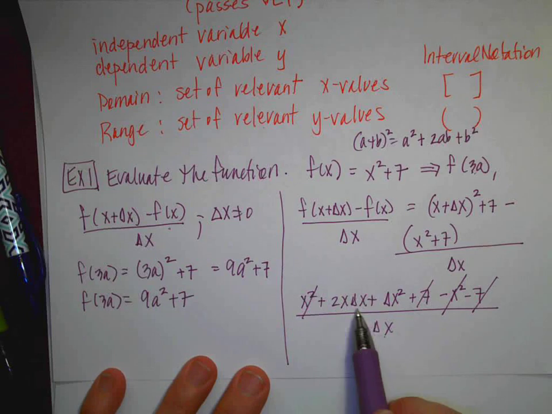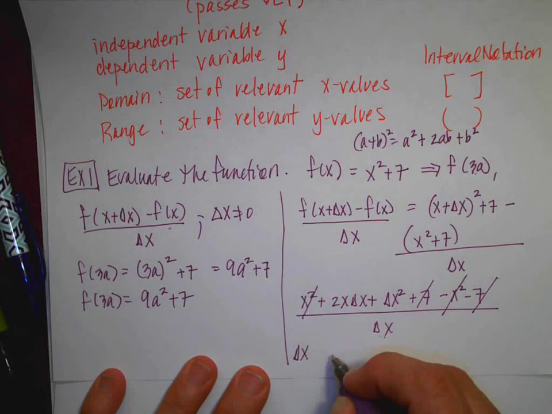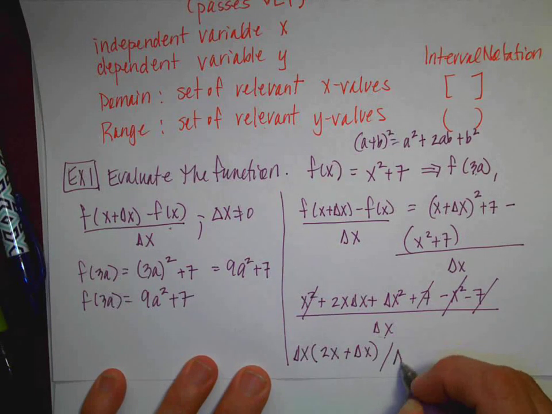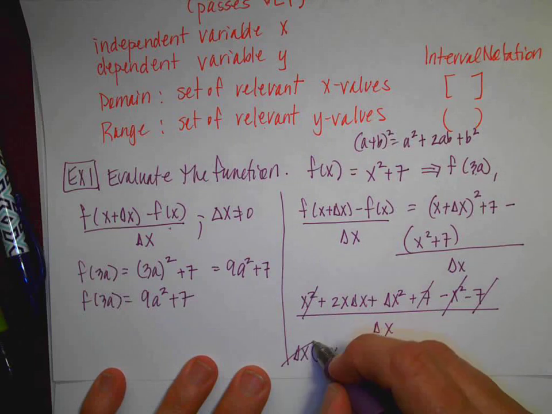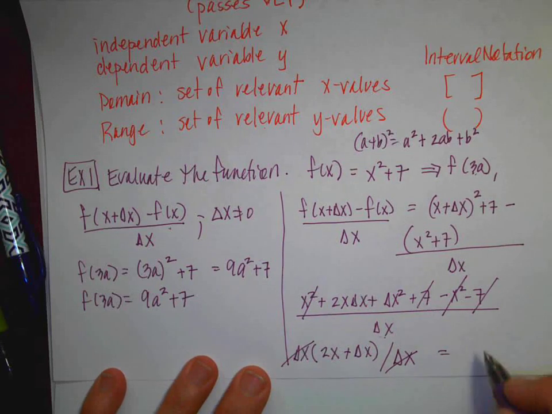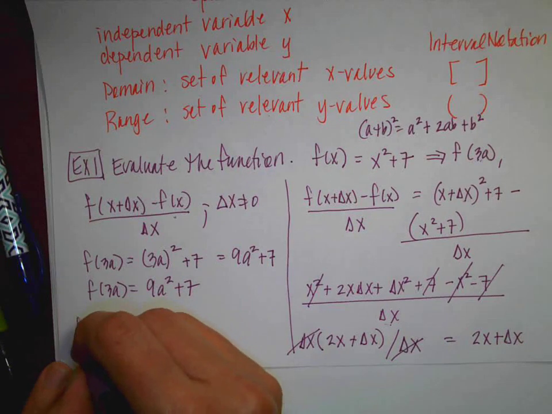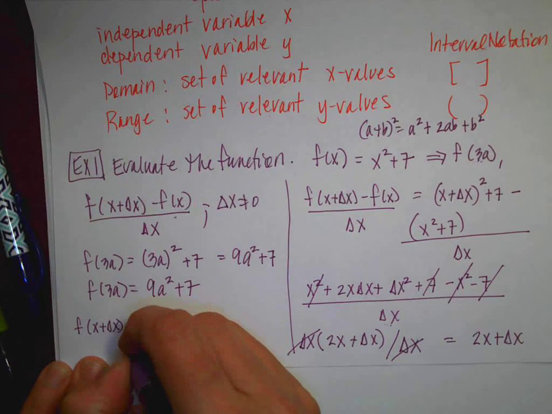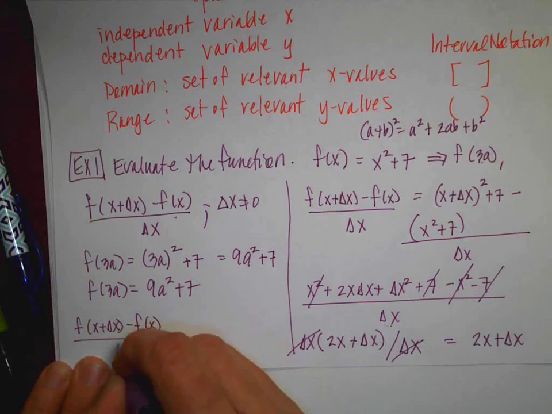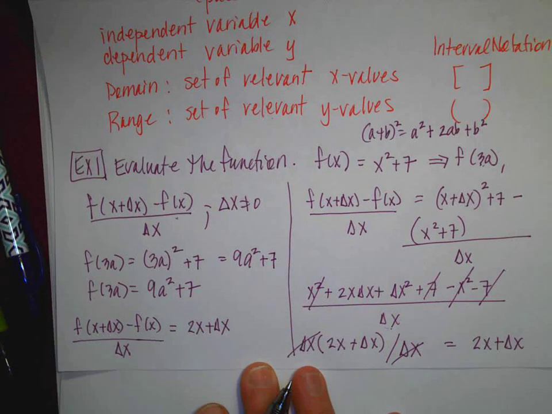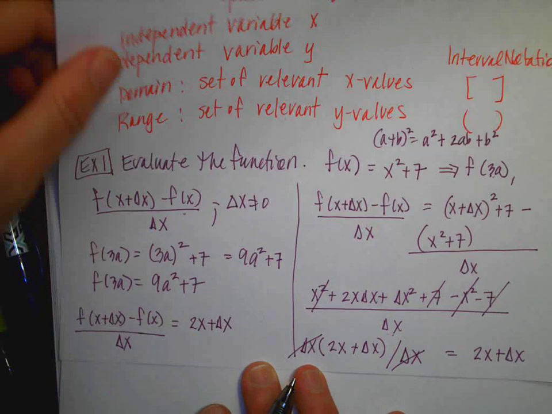If we start to clean up the numerator, notice that the 7s cancel and the x squareds cancel. Now I have an interesting situation, and I'm just going to show you how to simplify. I'm going to factor out a delta x, and I get 2x plus delta x, and then it's divided by delta x. Now those delta x's cancel, and my solution would be 2x plus delta x. I'm going to write my conclusion statement. Actually, I'll write it over here. So I would say f of x plus delta x minus f of x over delta x is going to equal 2x plus delta x. And for right now, that doesn't have a lot of meaning. It will as the semester goes on.